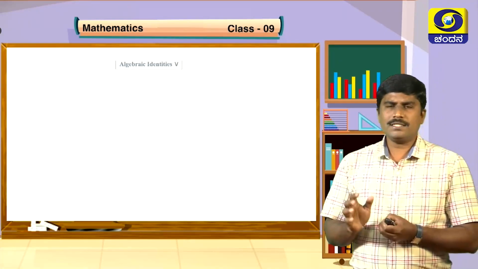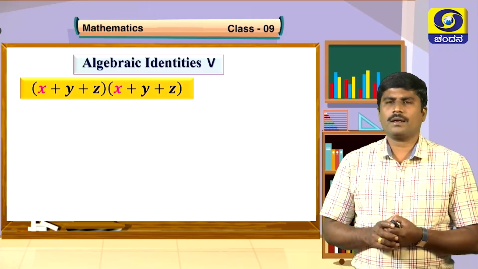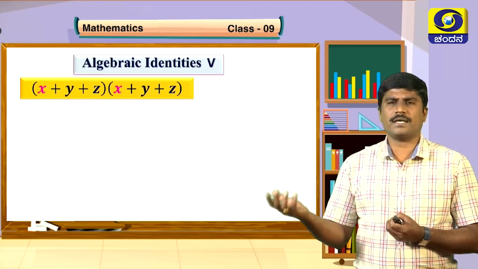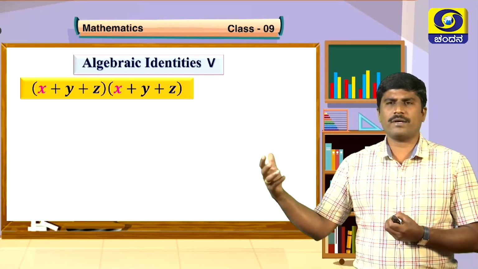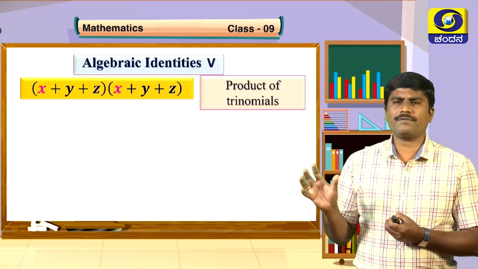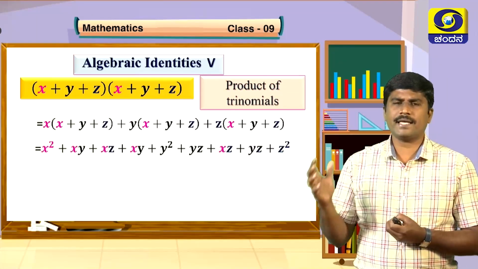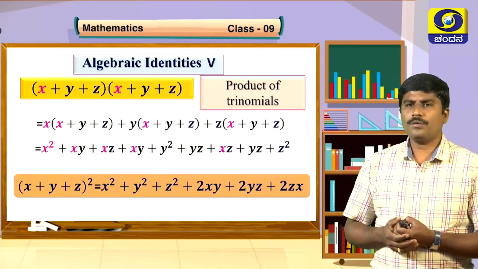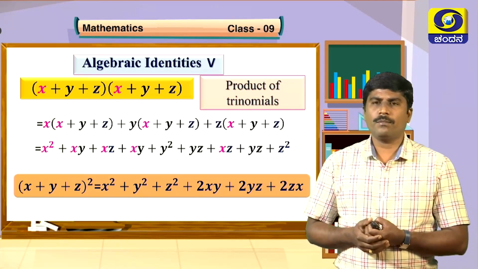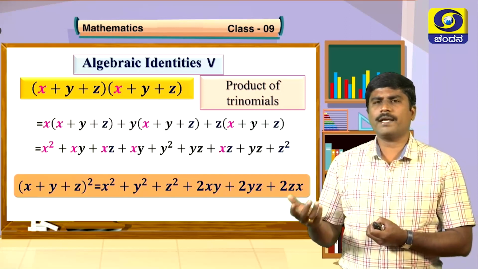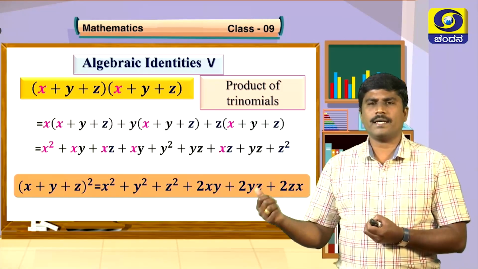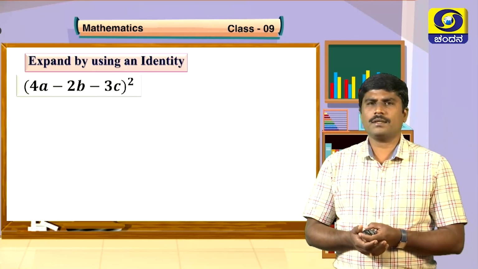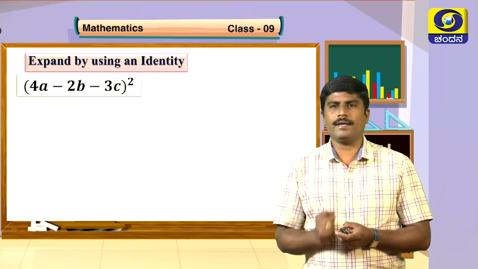This algebraic identity can also be calculated like this. If you multiply x plus y plus z with x plus y plus z, the product of trinomials, you will get the same value in this way. So you are able to identify that if you get the product of trinomials, you will also get the same formula. Now let us expand by using the suitable identity.